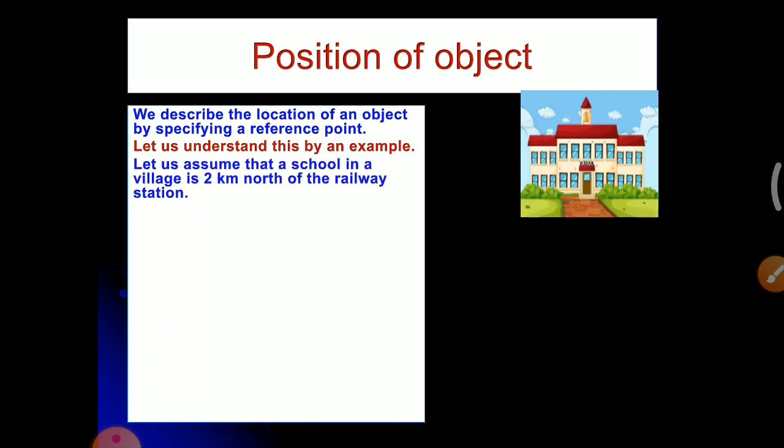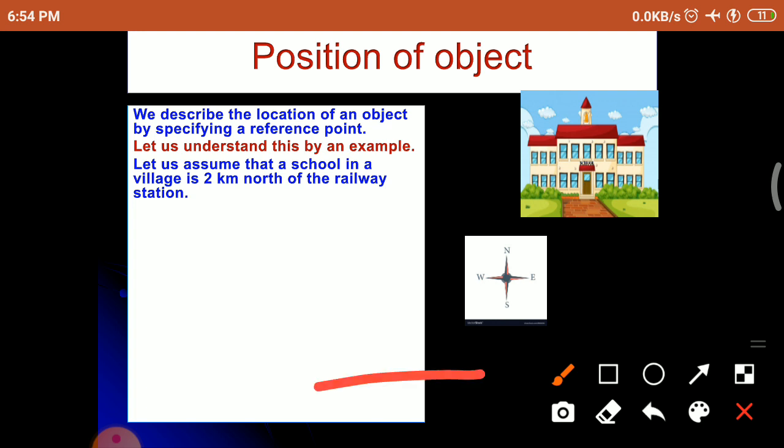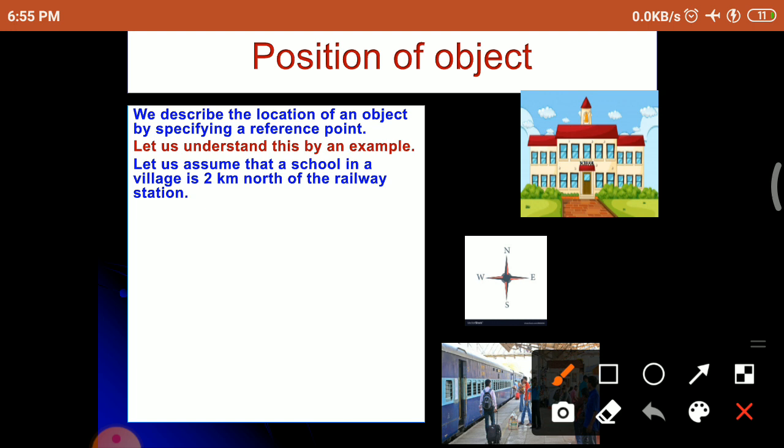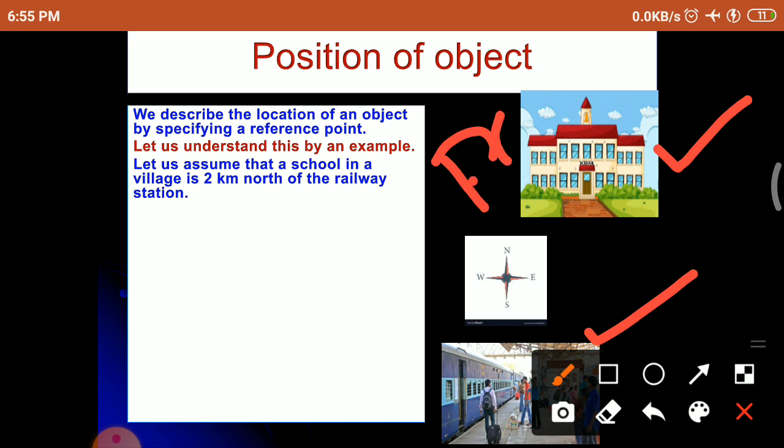Let us assume this is a school in a village. It is 2 kilometers north of the railway station. So now we can say the position of the school according to the railway station. How do you say that? The school is placed 2 kilometers north of the railway station. So here I represent the position of the school with the railway station as a reference point.